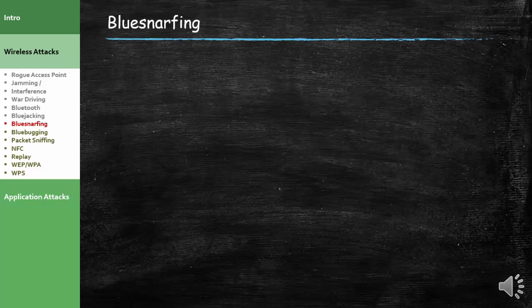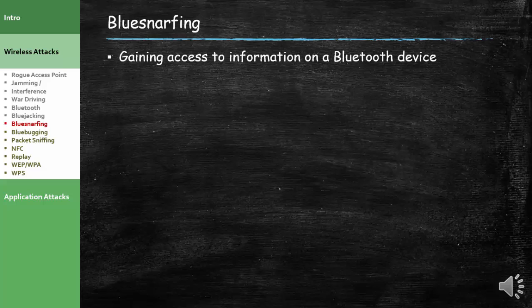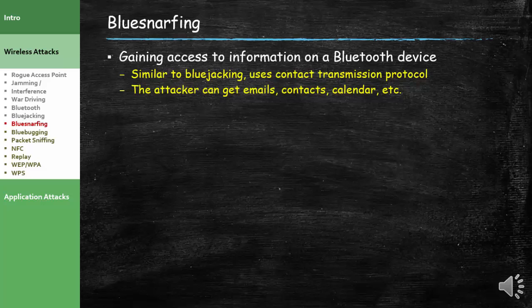But Bluesnarfing is another example, which again won't be common anymore. Rather than bluejacking, where you're pushing information to a device, with Bluesnarfing you're pulling data out. And this uses the same protocol as bluejacking. It's taking advantage of this contact transmission protocol. Basically, the attacker can use that to get information from another device, like emails, contacts, the calendar, and so forth. You can even get private videos and images that you weren't intending to share. Pretty much anything on the device is going to be fair game for this type of attack.